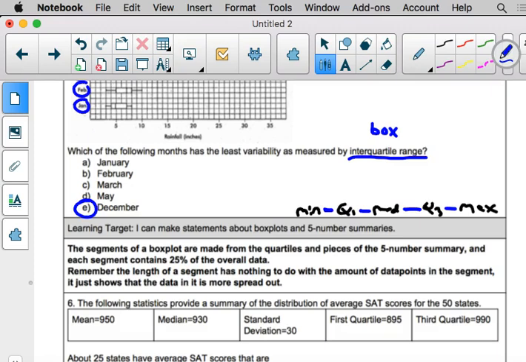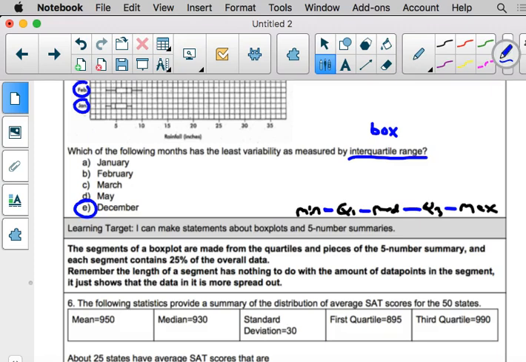So less than 895, I'm looking at letter A. Well, less than Q1 is only 25% of the data, so that's not what we're looking for. Letter B, less than 990. Well, less than 990, that's Q3. That would be 75% of the data, not what we're looking for.